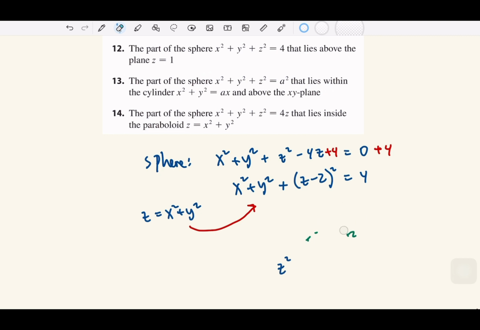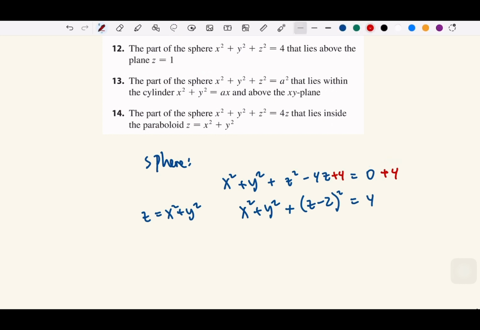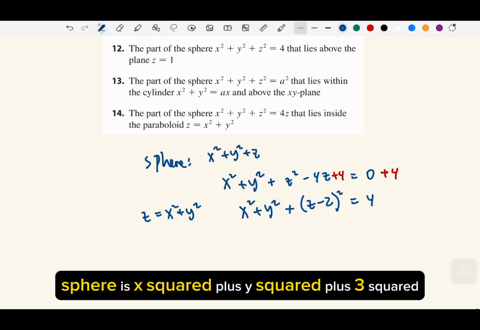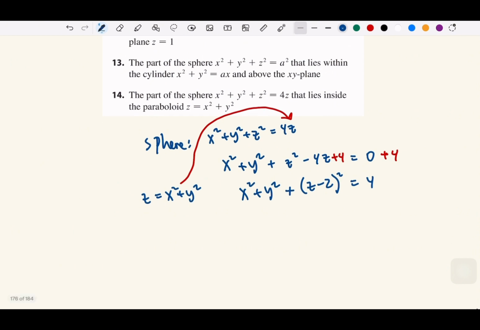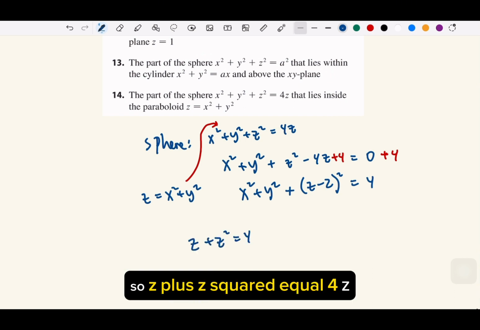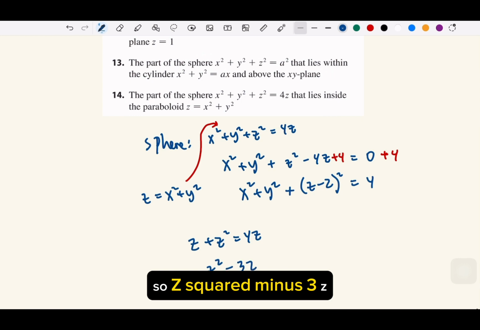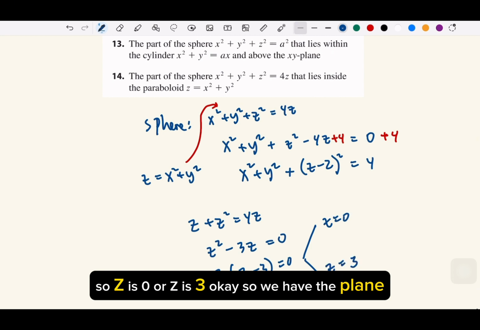Or maybe it is easier to compute here. Let me write again the sphere. The sphere is x squared plus y squared plus z squared equal 4z. So I will take this and exchange with that. Or maybe not this, maybe just this one is easier. Okay, so z plus z squared equal 4z. So z squared minus 3z equal to 0. So z is z minus 3, so z is 0 or z is 3. Okay, so we have the planes.